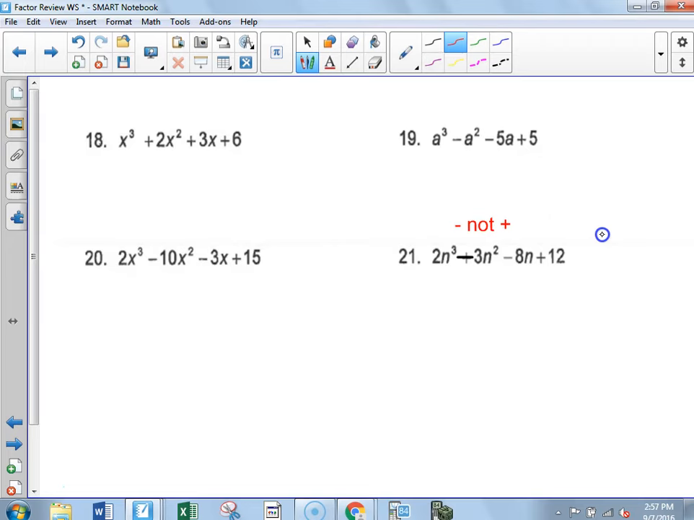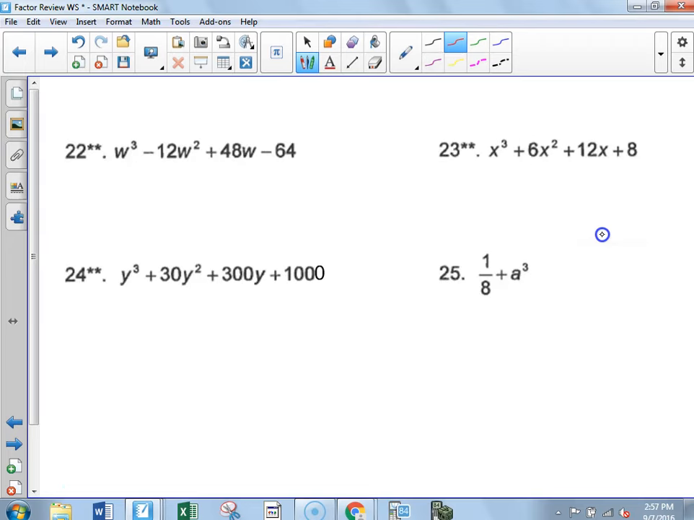22, somebody said? Actually, 22 doesn't work. Do you see the little stars? I'm going to talk about the little stars in a minute. But it does have 4 terms.